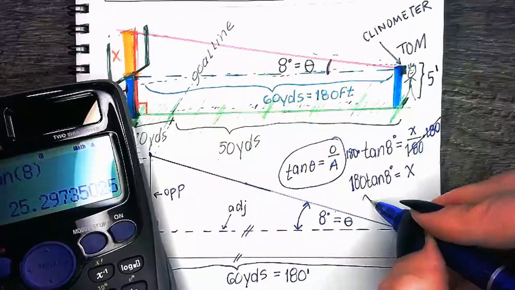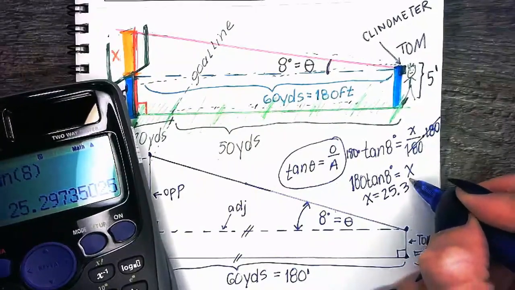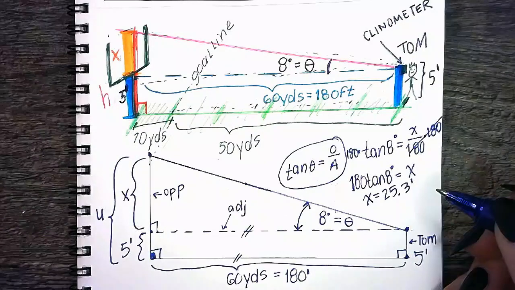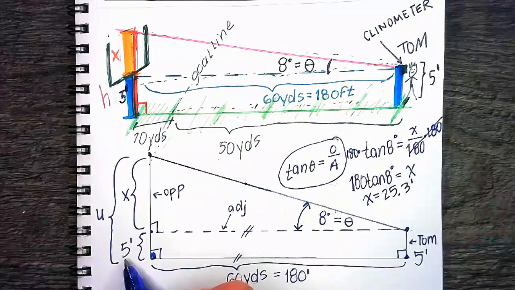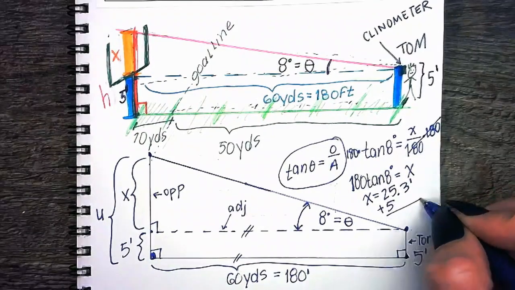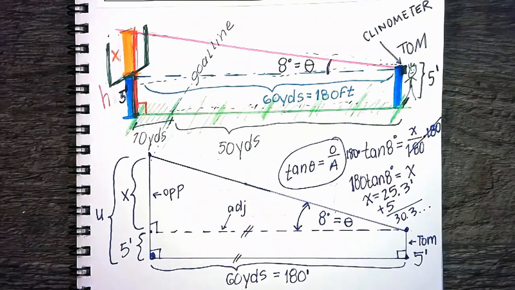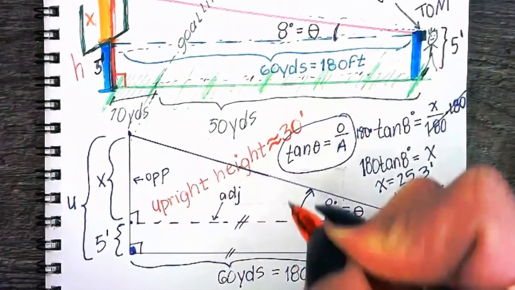25.29. Now, if x equals 25.3 feet, because 180 was feet, for now I'm just going to round. If that's what x is equal to, and we also have to account for that extra 5 feet, and we need to round to the nearest whole number, how tall is the upright? The height of the upright is approximately 30 feet.